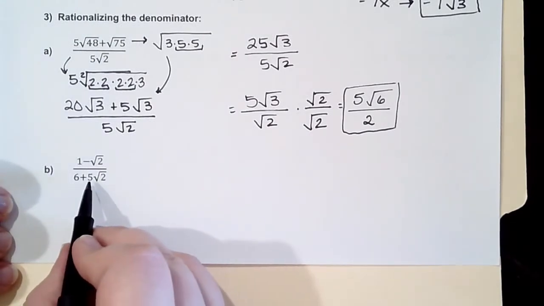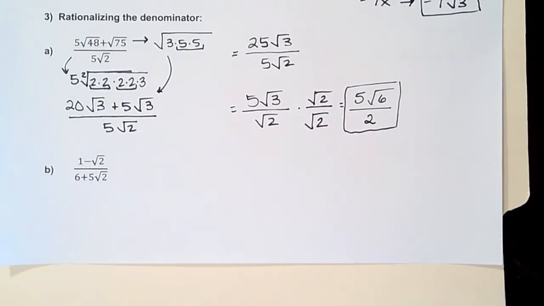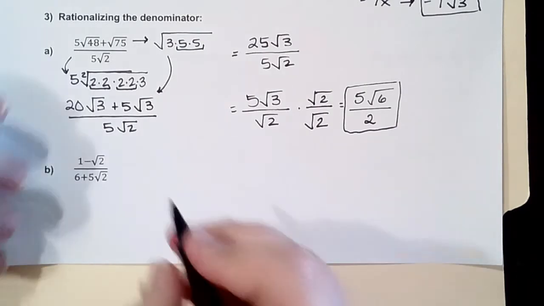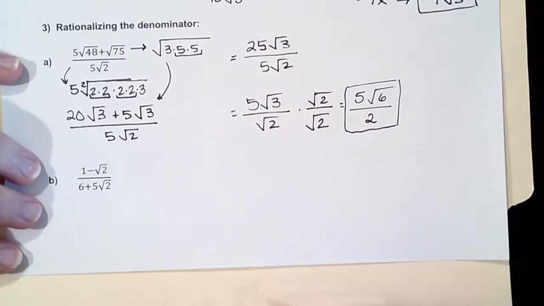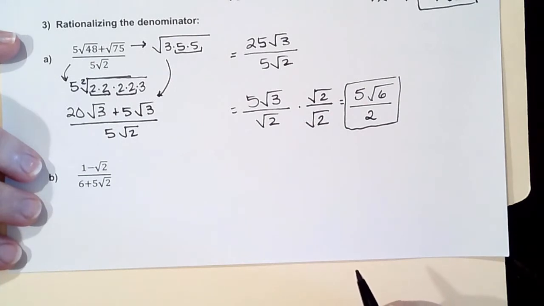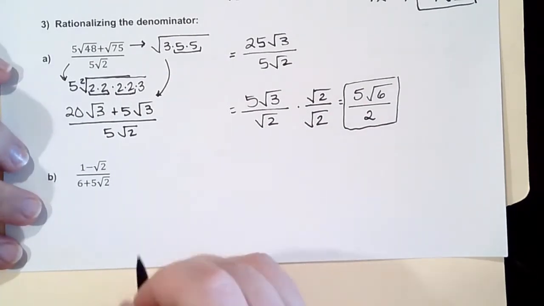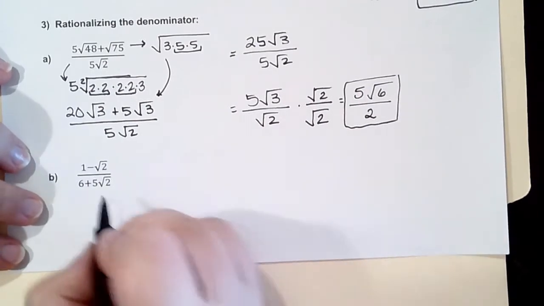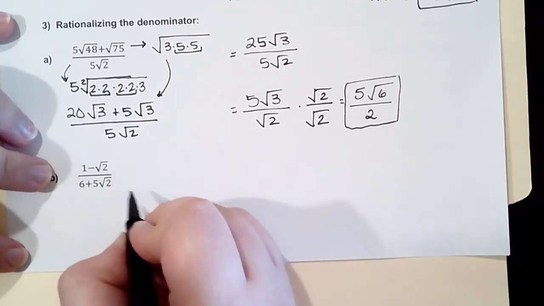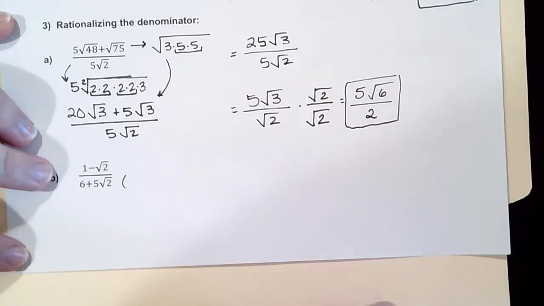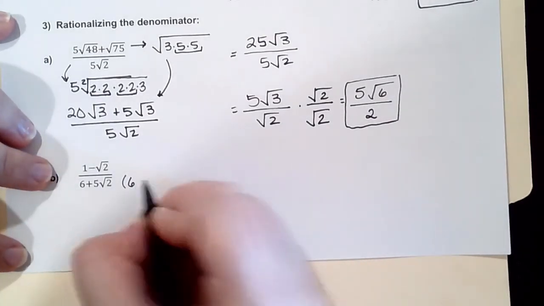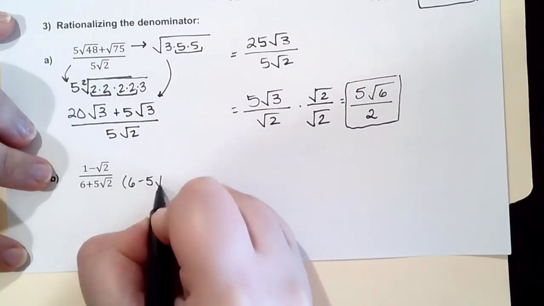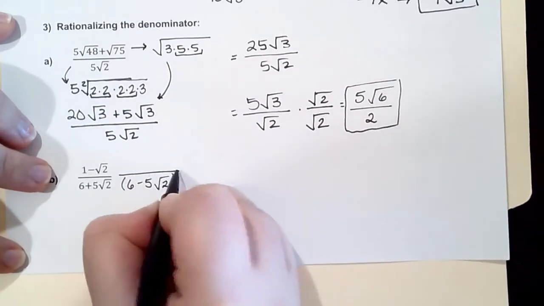We have a 6 and we have a 5 root 2. If you remember from some of our past work in class, this is where we are going to multiply by the opposite, essentially. So this one, because I can't simplify it at all first, instead of simplifying, I have to jump directly to rationalizing. So I'm going to start by multiplying the bottom by 6 minus 5 root 2. Remember that from earlier in the year.